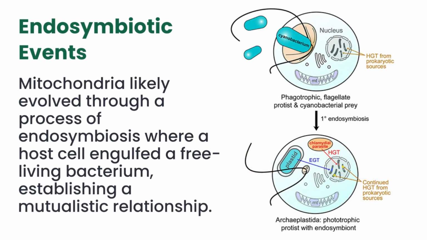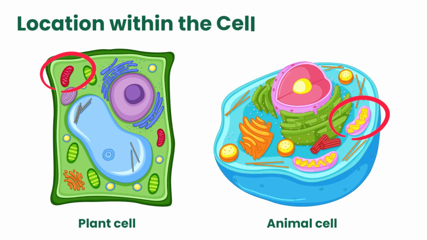Mitochondria likely evolved through a process of endosymbiosis, where a host cell engulfed a free-living bacterium, establishing a mutualistic relationship. In plant cells, mitochondria are scattered throughout the cytoplasm, but are often found in higher concentrations near the cell periphery and around the nucleus. While in animal cells, mitochondria are dispersed throughout the cytoplasm and are particularly abundant near cellular structures with high energy requirements.